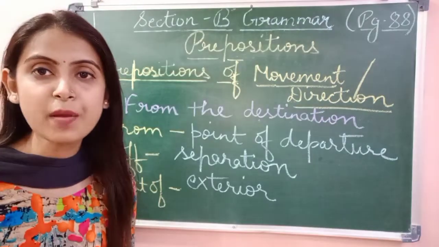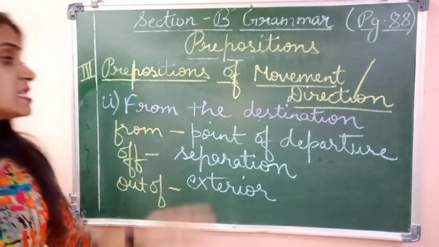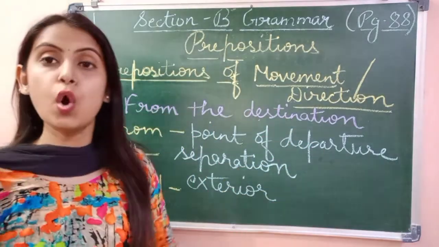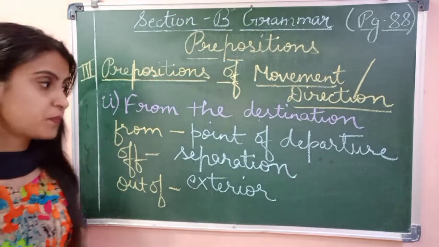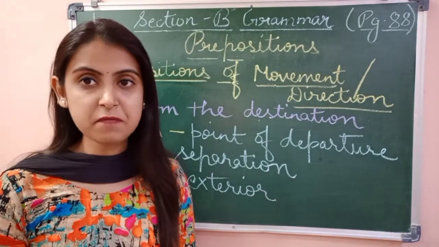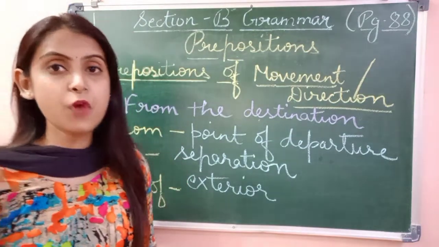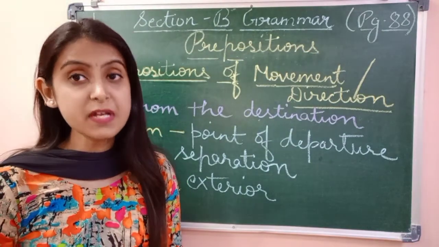Now let us talk about prepositions of movement away from the destination or back from the destination. The first preposition is from. From shows point of departure. I am leaving from school. So it shows the point of departure.